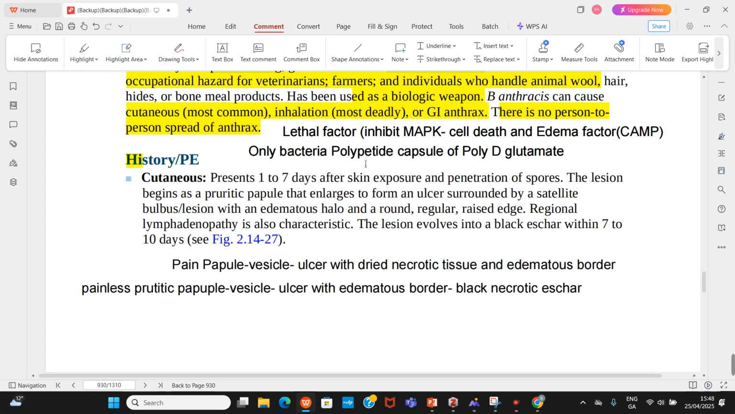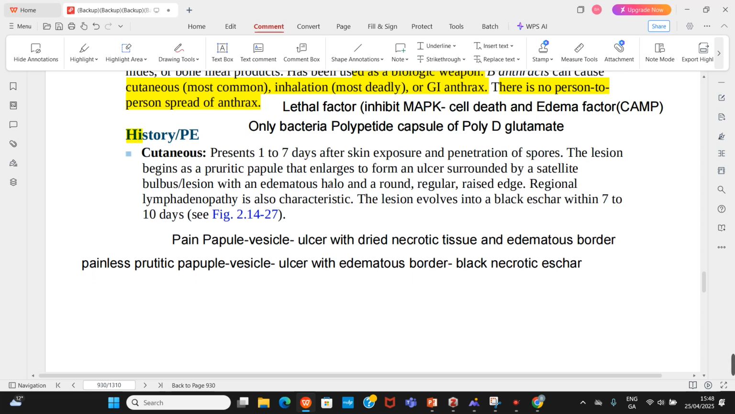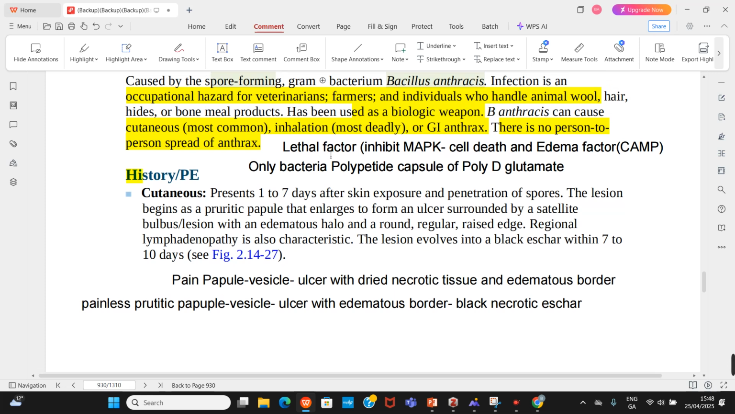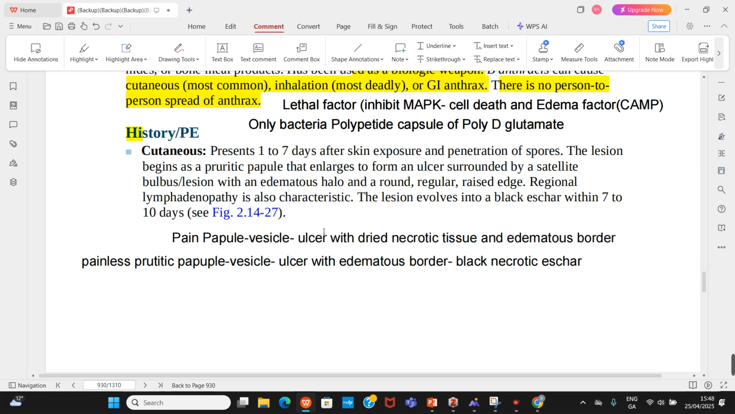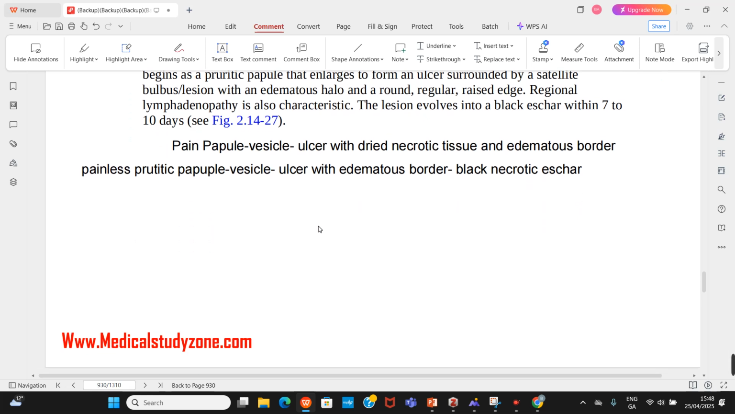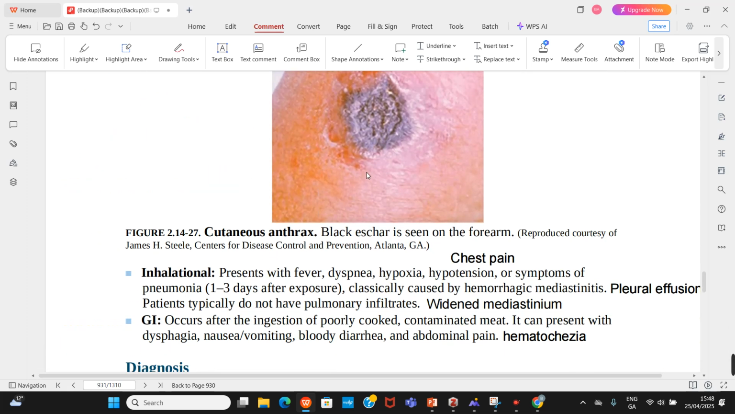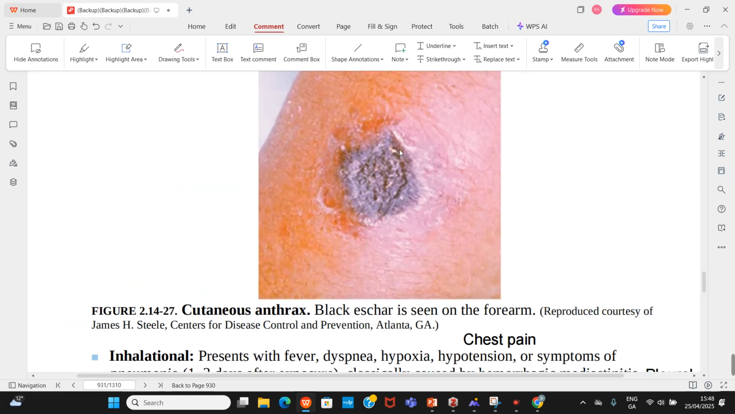So what are the three spectrum? Cutaneous, pulmonary, and GI. The cutaneous occurs when there's probably a skin break or injury, and the spores gain entry into that injury. They release all these little factors and the edema factor, and there's going to be changes in the skin. It's going to start like a papule that's pruritic, evolve into an ulcer with a necrotic center, and the surrounding edge is going to be edematous.